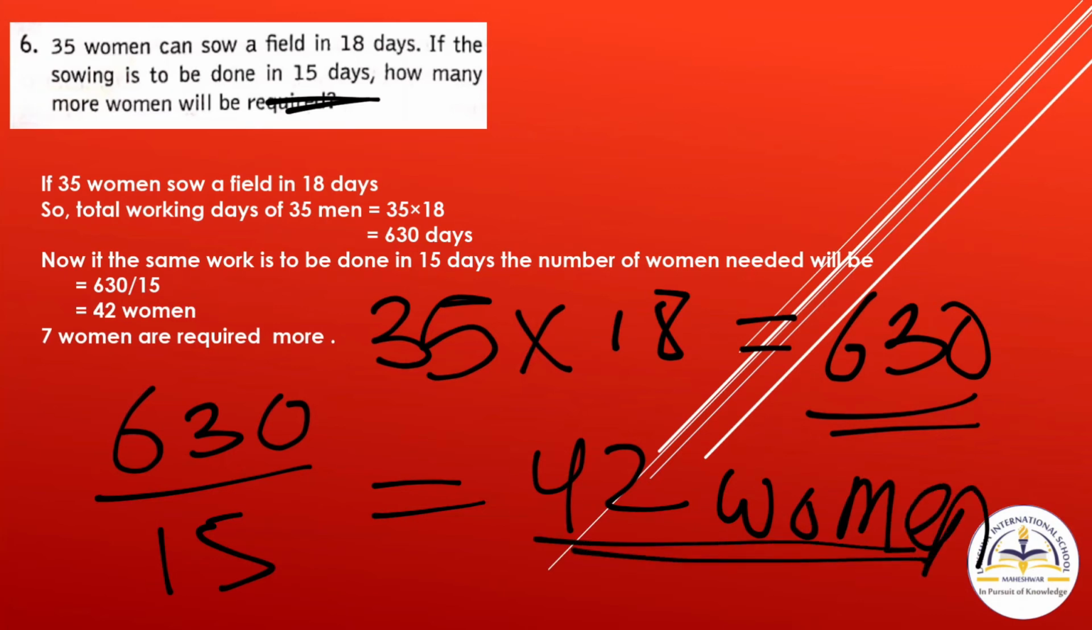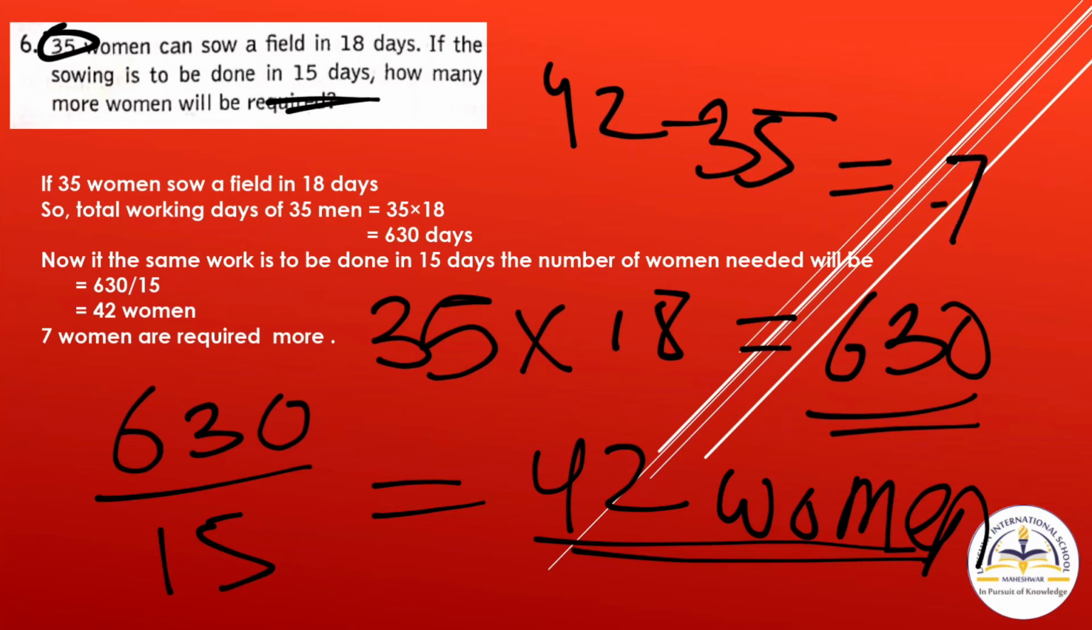42 women. Now we have 35. Now 42 minus 35 means 7. So we need 7 more women for sowing a field.